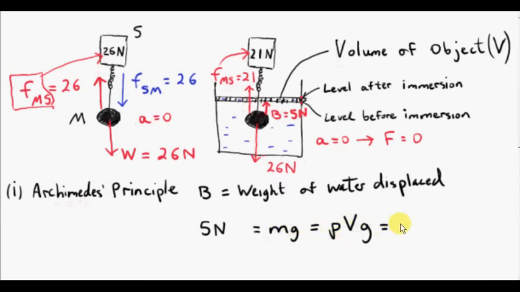What is the density of water? Well, we know that it's 1,000 kilograms per cubic meter. The volume is what we're after, and we have to multiply that by g. So the only thing that's missing in this equation is v.